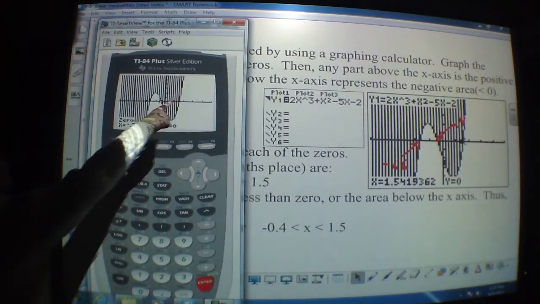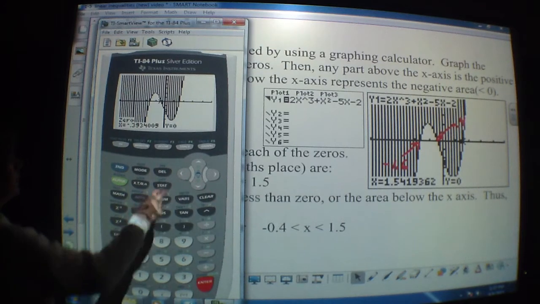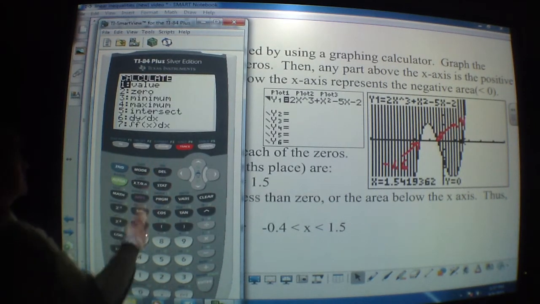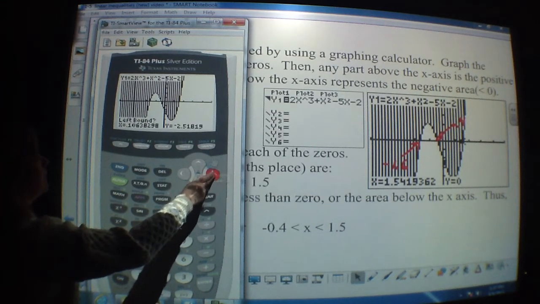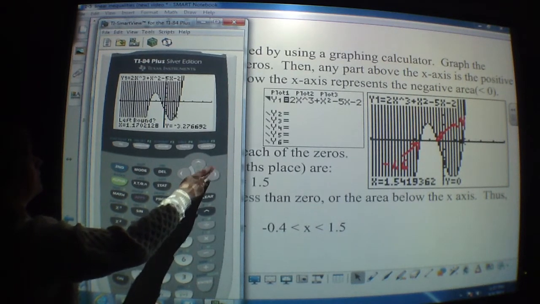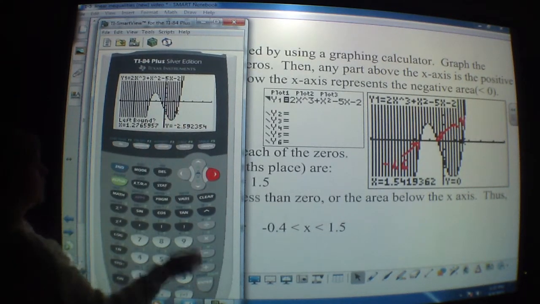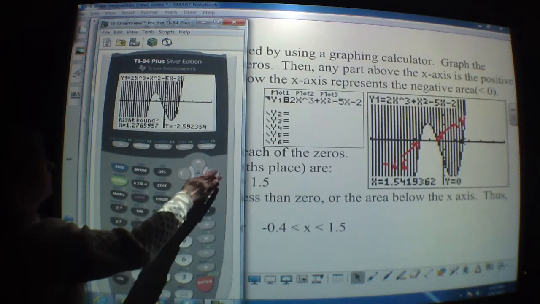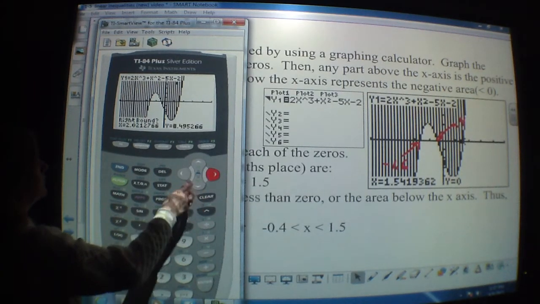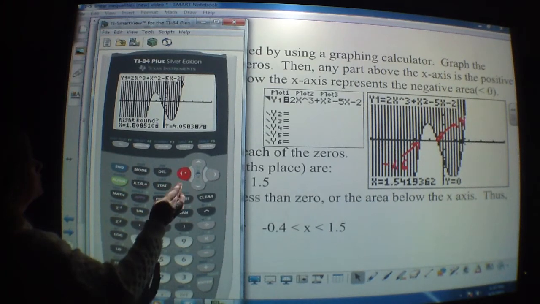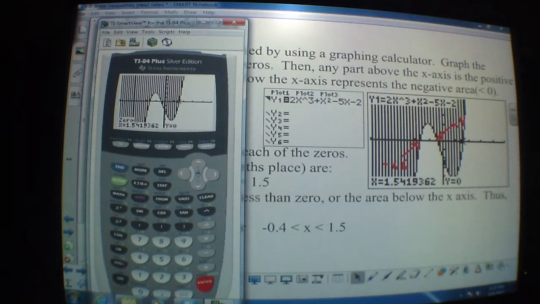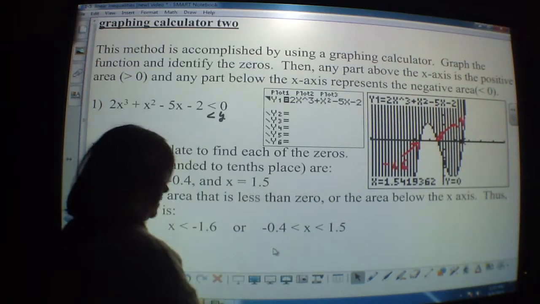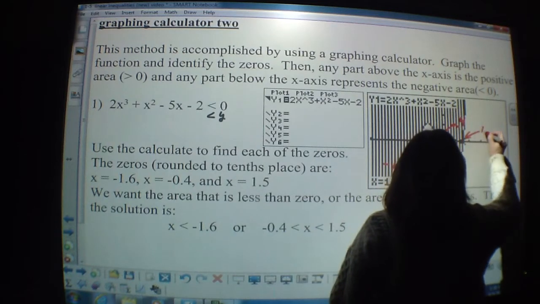And then the last 0, calculate. 0. Left bound. So I'm left of it, below it is left of it, enter. Right bound. So above it, anywhere above it. I don't want to go that high. There. Above it. I don't want to guess, enter. And that's 1.5. So this point here is 1.5.